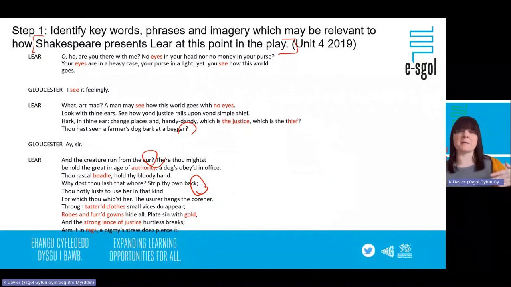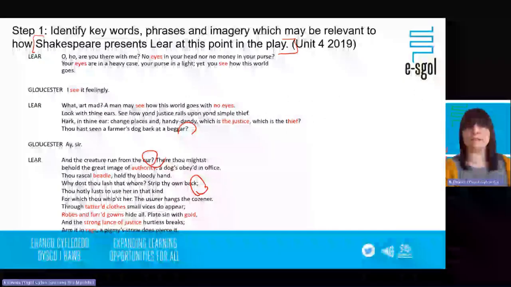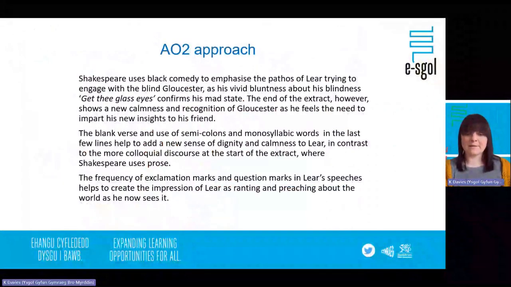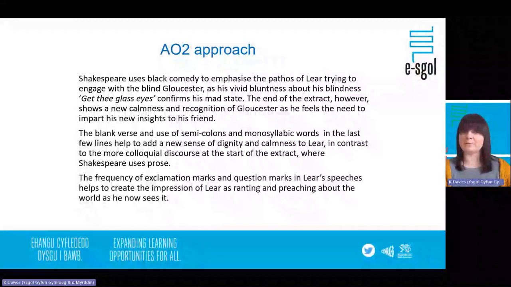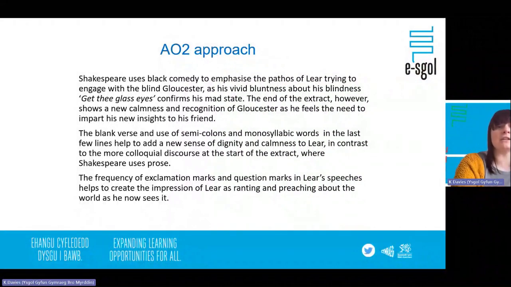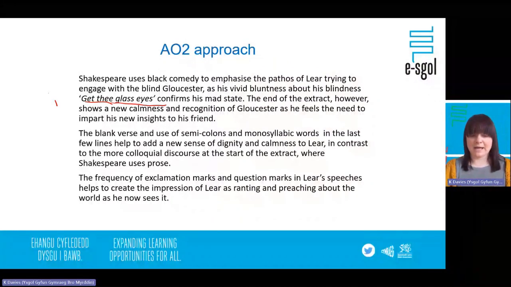So little things that you could be picking up on that isn't particularly complex, isn't particularly difficult for you. So thinking about the approach to AO2 here, a way you could potentially approach this is: Shakespeare uses black comedy to emphasise the pathos of Lear trying to engage with the blind Gloucester, as his vivid bluntness about his blindness, 'get the glass eyes', confirms his mad state. So you've got here again this use of the AO2, so you've got the textual support being given here.